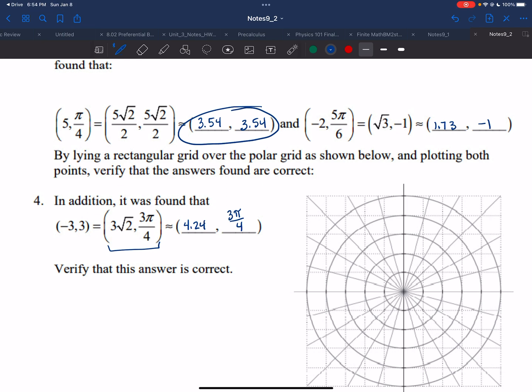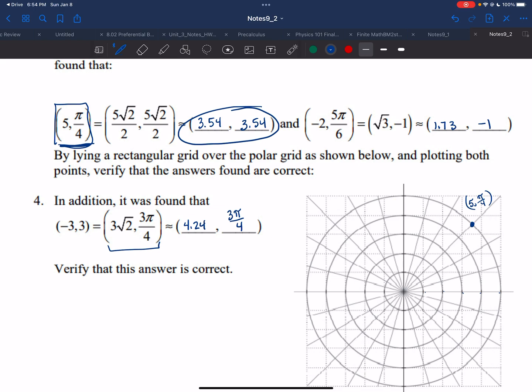Okay, if I have 3.54 and 3.54, I'm going to first map out this, okay? So 5 pi over 4. So 1, 2, 3, 4, 5. Pi over 4 is right here. So this is 5 pi over 4. That's the way that I do it on my polar graph.